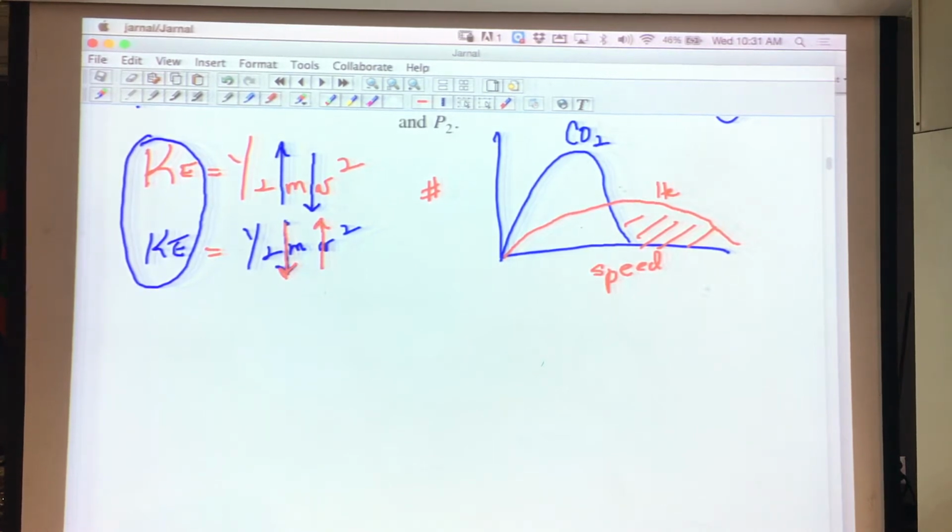So the average root mean squared speeds here and here are going to be different, even though they have the same temperature. The average kinetic energy is the same, but the speeds will be different. They love to ask that. So if they ask which one is going to escape an opening faster, the one that's going faster, the one that has a higher average speed.